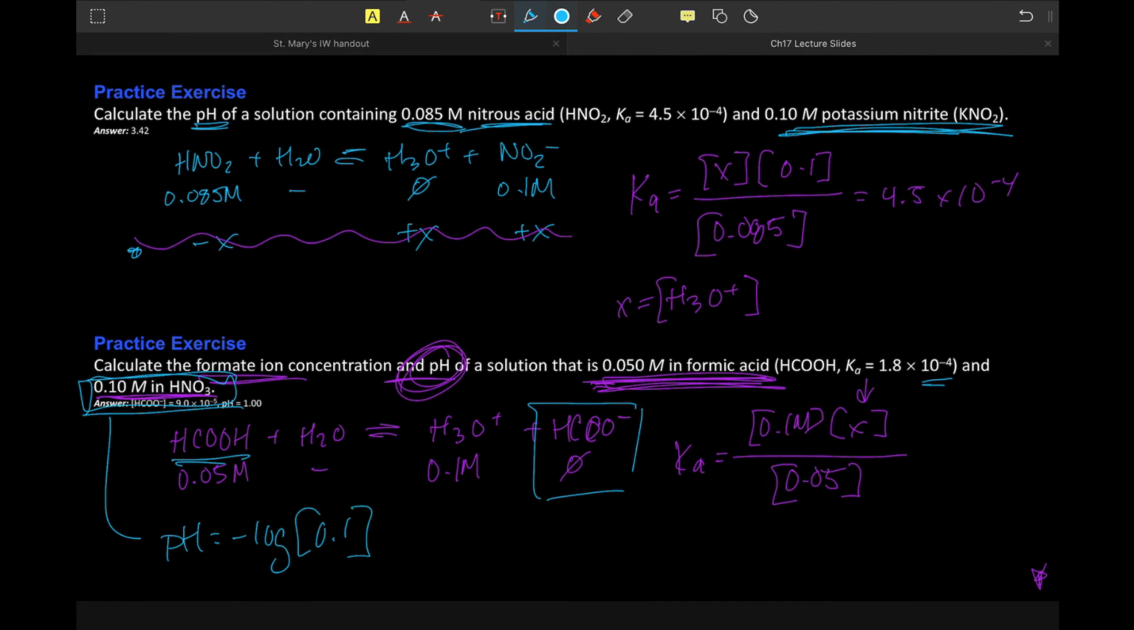Which is why we always have to be mindful about what's in our solution and what matters. Up in this other scenario, all we had was a weak acid and its conjugate base. Down here in the second example, we actually have a strong acid hanging out in the solution, which is what contributes this, which is then what becomes the primary impact upon pH.